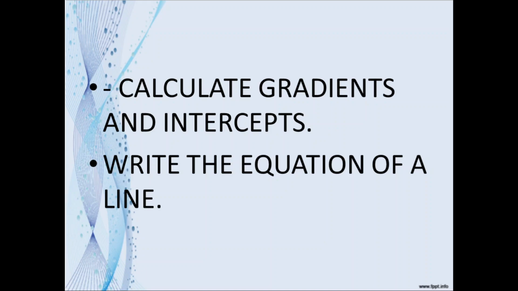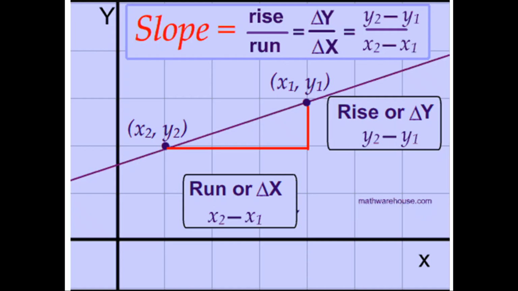Good day. Today we will be learning how to calculate gradients and intercepts and how to write the equation of a line. So first, let's review our formula to calculate gradients. Gradient or slope is equal to rise over run, which is the same as the change in y over the change in x values, and the most famous formula, y2 minus y1 over x2 minus x1.